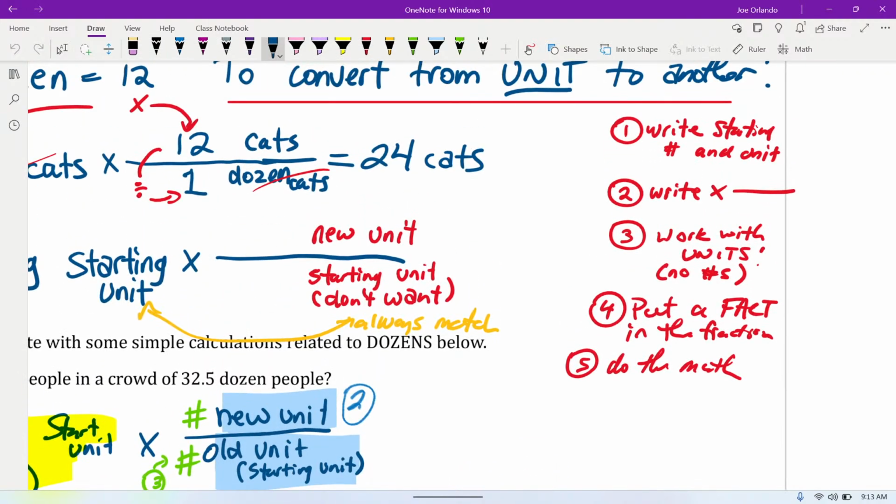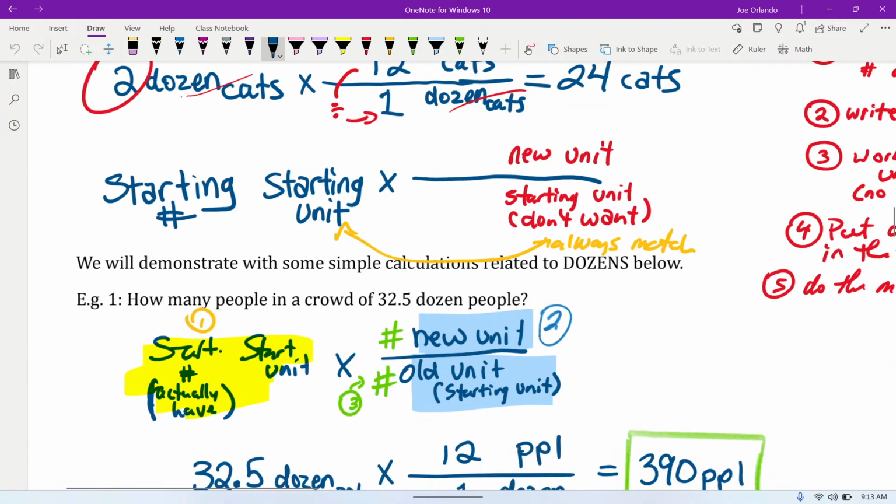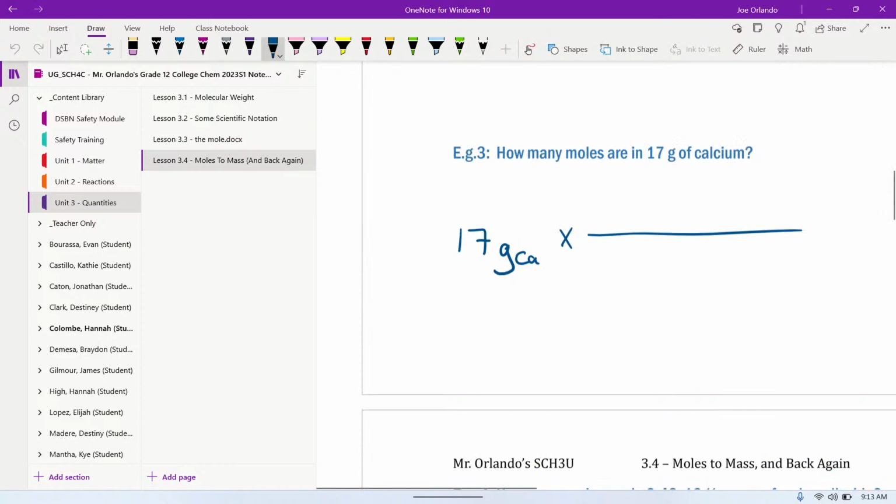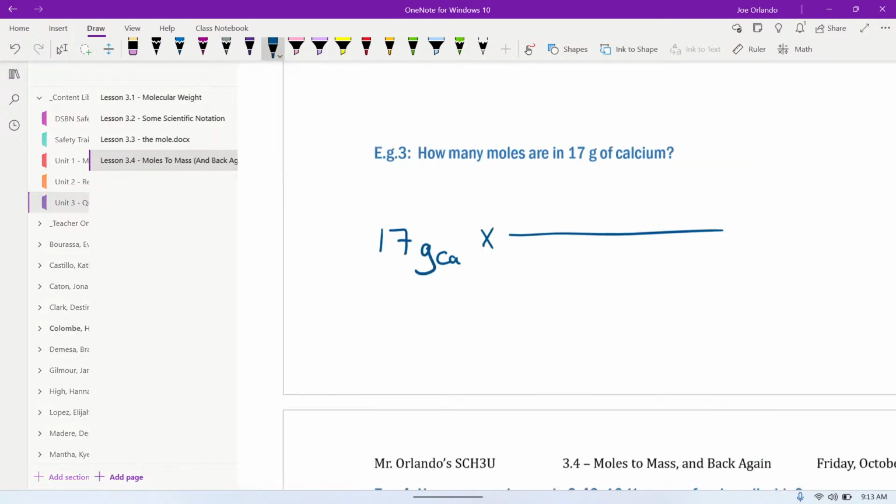Instead, we work with the units. And what we do is we always put the starting unit right back on the bottom, because we don't want to talk about that. We need to cancel it out. So whatever unit you just wrote down, you're going to write the exact same unit again. And where are you going to put it? At the bottom.